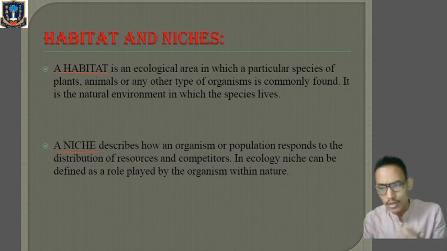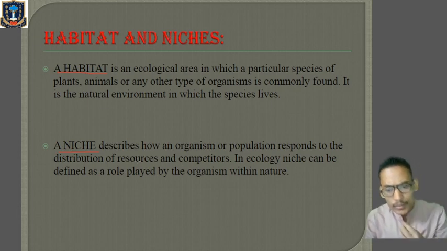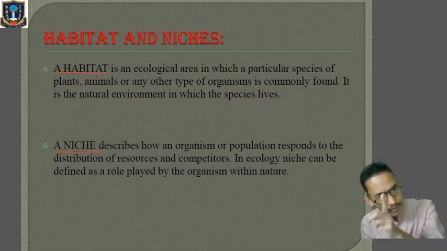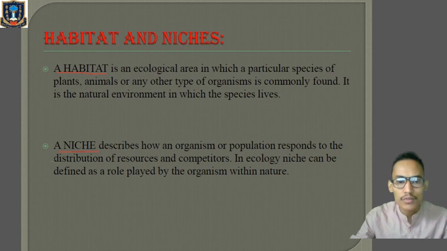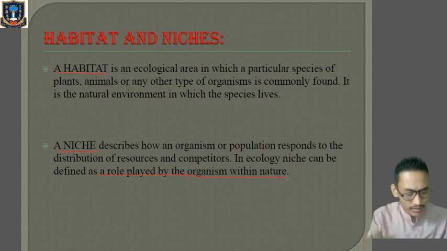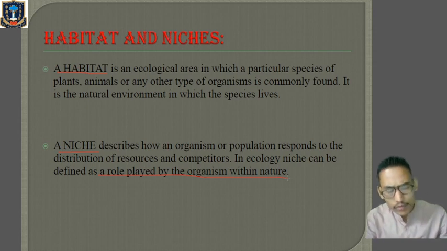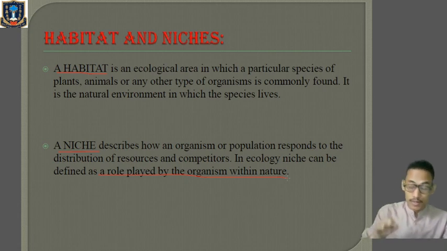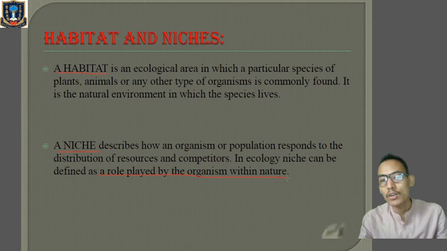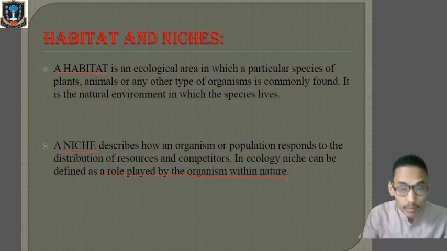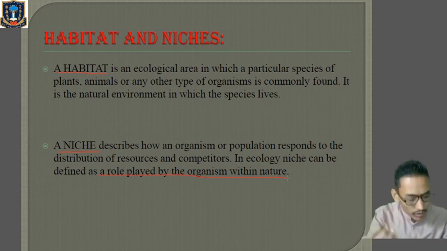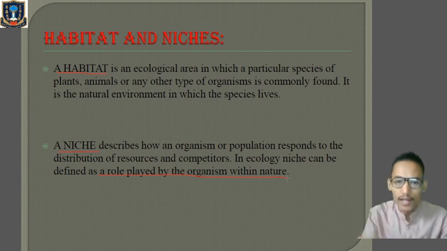Those responses that the organisms or species show towards the distribution of resources, and the competition that occurs between them for food and shelter, form the niche. So in ecology, niche can be defined as the role played by the organism within nature. All the interactions between species and the variety of abiotic factors help to define the niche of the organism, because in an ecosystem there is interaction between the biotic component and the abiotic component along with their environment.